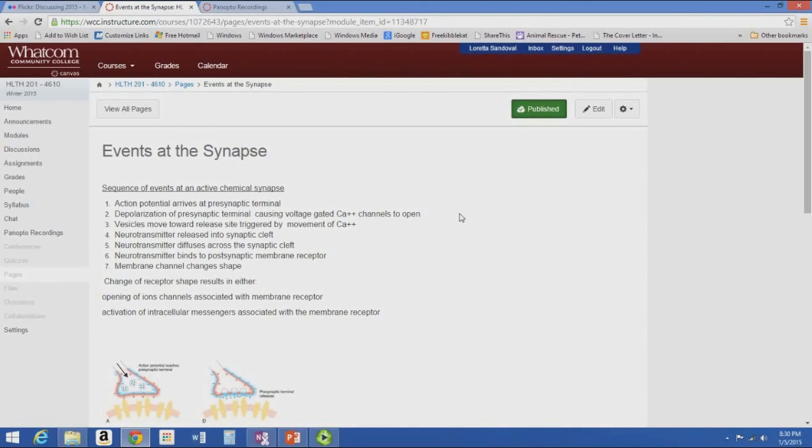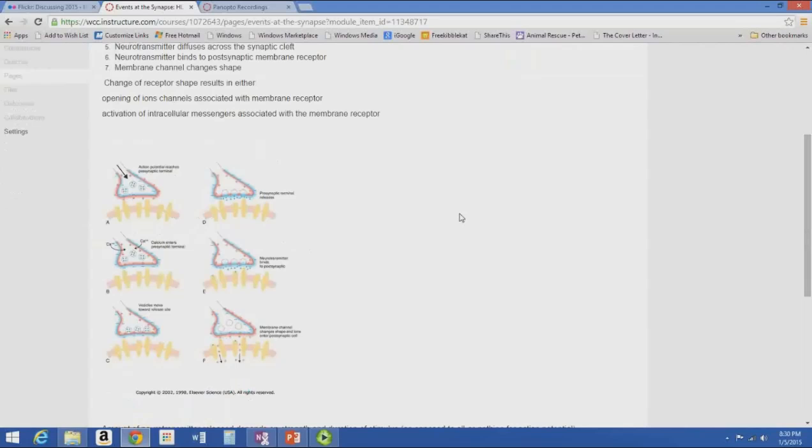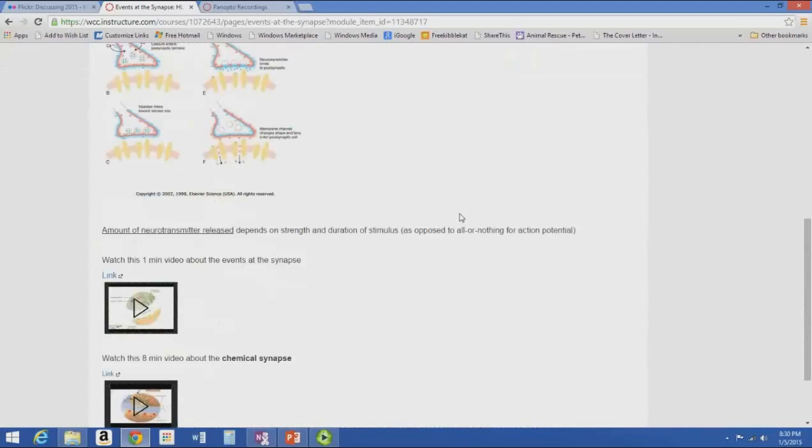Number 5, neurotransmitter diffuses across the synaptic cleft. Number 6, neurotransmitter binds to the postsynaptic receptor. And number 7, the membrane channel or the membrane receptor changes shape, causing either an opening of ion channels or an intracellular cascade of events. Okay? Those are our 7 steps that you should know.